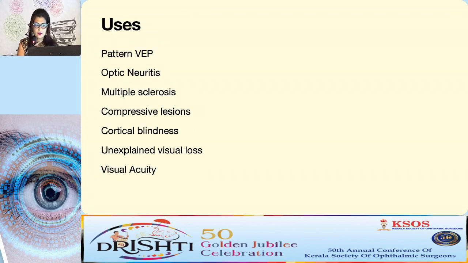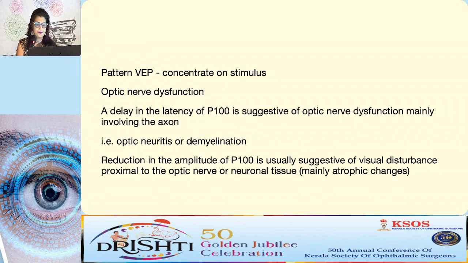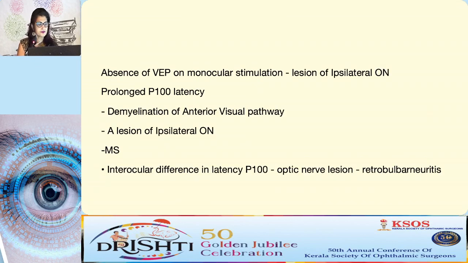So where do we use the pattern VEP? You can use it in optic neuritis, in multiple sclerosis, compressive lesions of the optic nerve, cortical blindness, unexplained vision loss, and also as a test of visual acuity. Now, in optic nerve dysfunction due to demyelination, the most important sign is the delay in the latency. Reduction in amplitude can occur in visual disturbance proximal to the optic nerve or neuronal tissue and is usually atrophic or ischemic, not demyelinating.